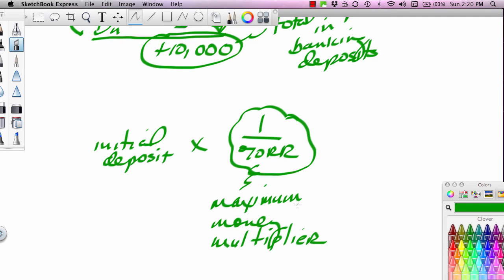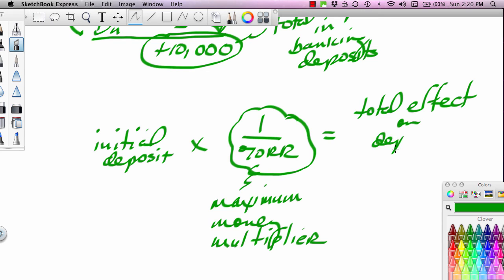The maximum money multiplier assumes no excess reserves and no currency in circulation. Well, banks do hold excess reserves and people do hold currency. So the multiplier in practice, the actual multiplier, is not this large. But right now what we're just interested in is the basic idea, the concept of a multiplier effect. So if you take the initial deposit times 1 over the percentage reserve requirement, you get the total effect on deposits. And I'm talking now about the total effect in the banking system.